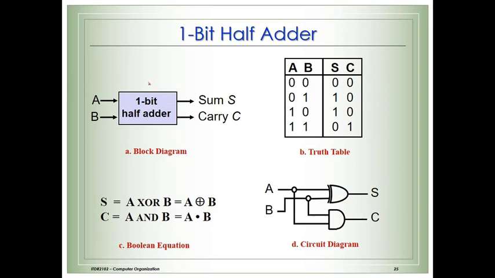So in this way, we can design the circuit. Here this was the block diagram, then draw the truth table, write the Boolean equation, and then design your circuit. Correct.